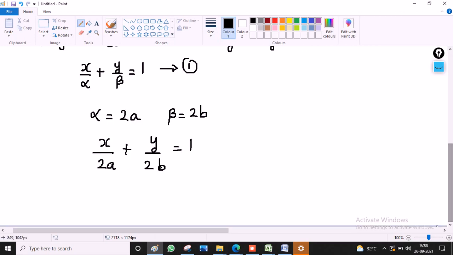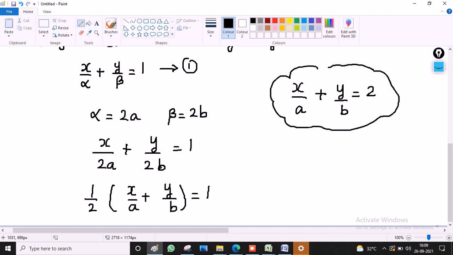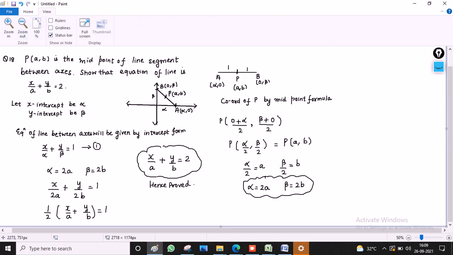Now taking 1/2 common, inside it will be x upon a plus y upon b is equal to 1. Now we can cross multiply this 2 here. So the equation of line becomes x upon a plus y upon b is equal to 2. This is what we had to prove. So this is written as hence proved. So please note it down and ask if you have any doubt.